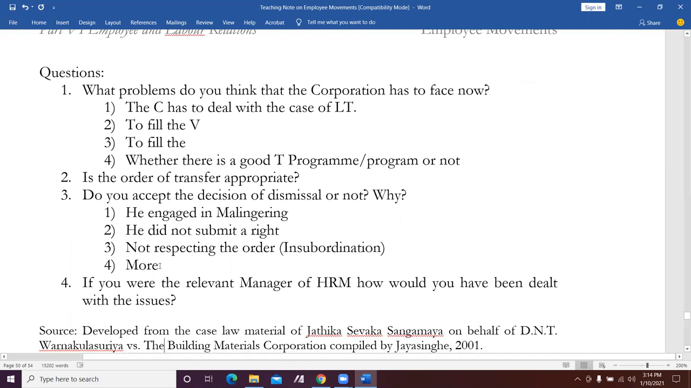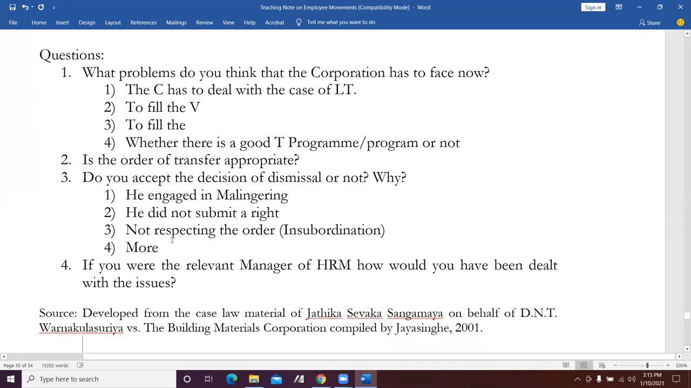I assume, genuinely, we should really consider the human problems from the point of HRM, especially the human resource manager. This Kulasekara could have met the human resource manager, then could have revealed his problems, if he was genuinely suffering from such problems, and could have obtained a kind of consultation, a kind of advice. Also, being a clerk.